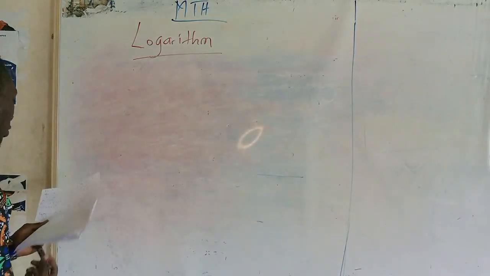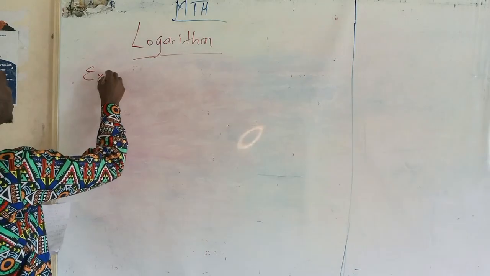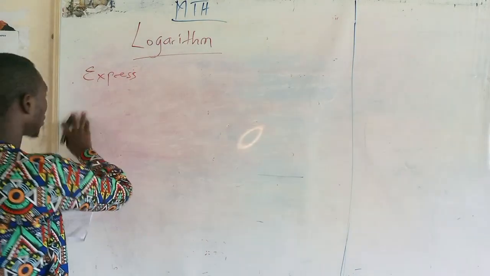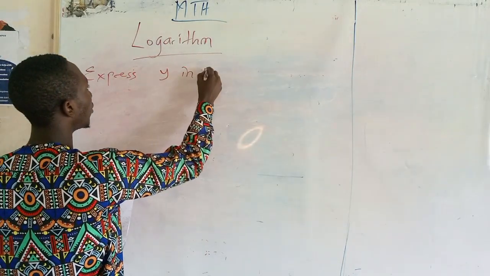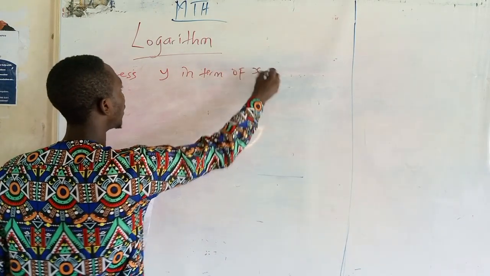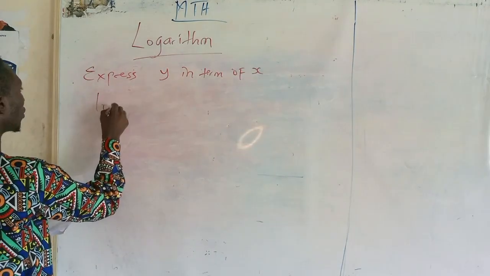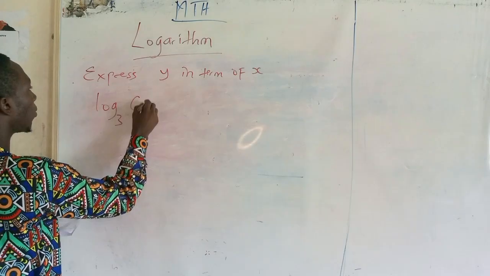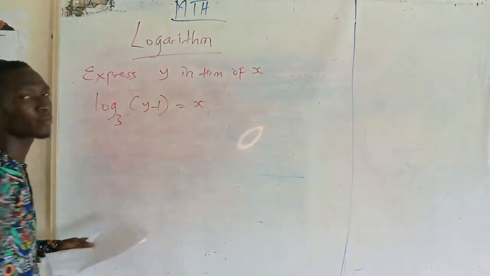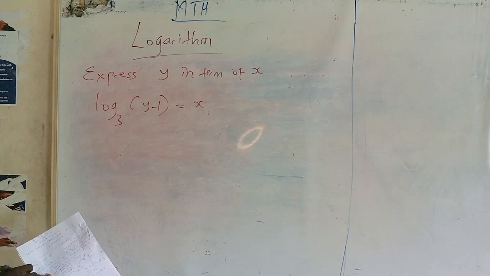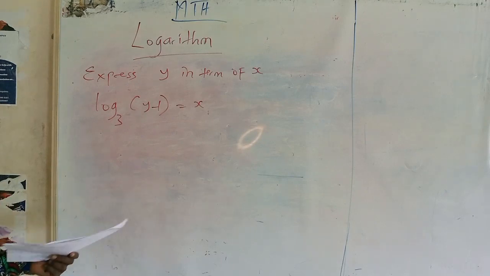Now let's solve questions. Express y in terms of x. Now we have this question: log 3 of (y minus 1) equals x. Now in logarithm, there's a way we change logarithm to indices.